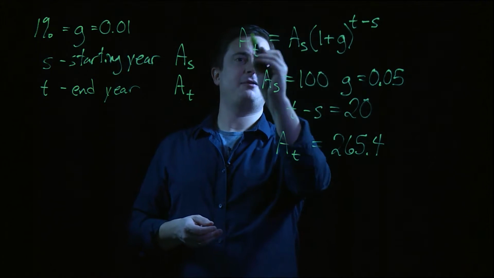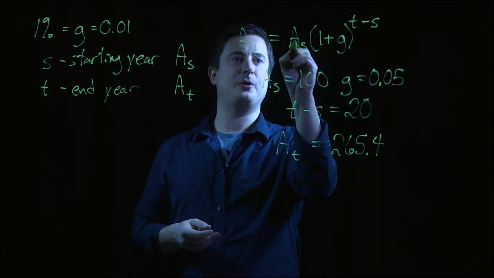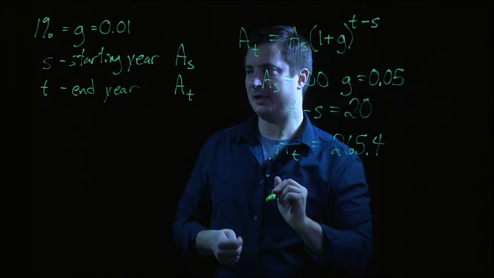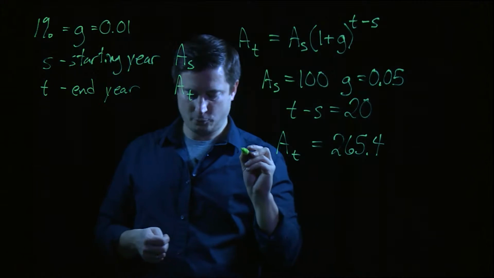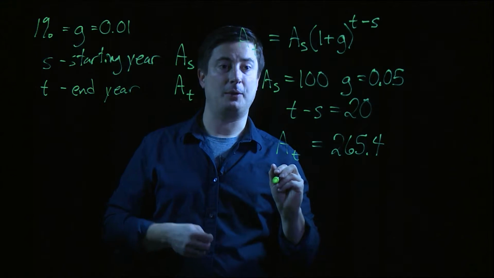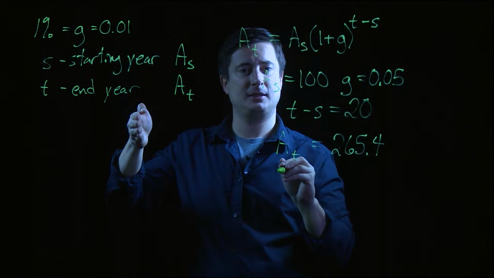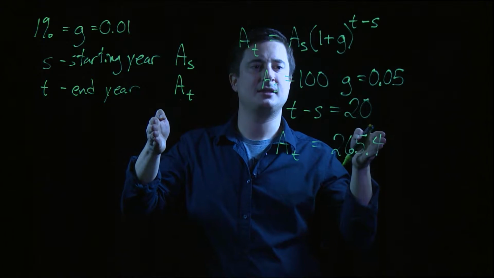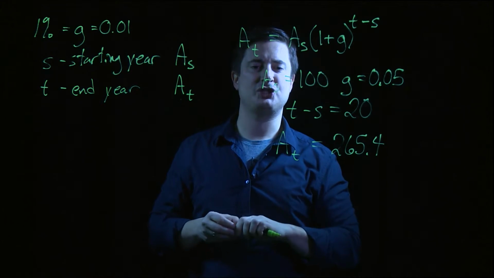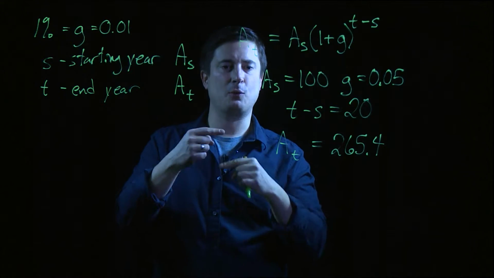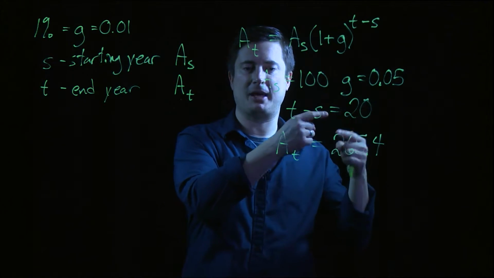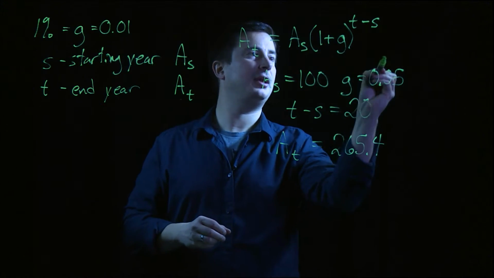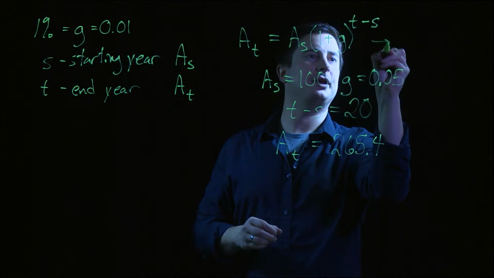But we can reverse this too. If this was the simple formula for thinking about what is a value A sub S compounded at some growth rate G into the future A sub T, we can ask ourselves, well, what if we know what the endpoint is, A sub T, how much we have, and we know, say, what we started with, A sub S, we can actually back out what the growth rate G is over this period of time, given that we're compounding. We're applying that growth rate year by year by year.